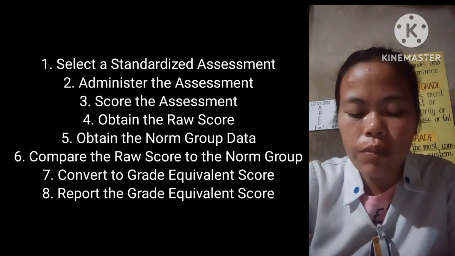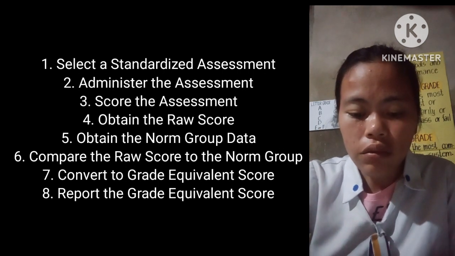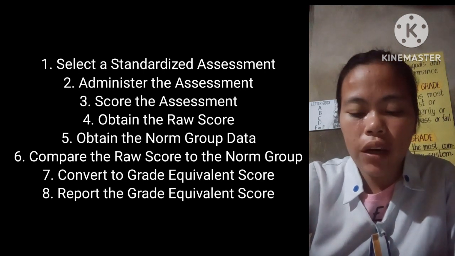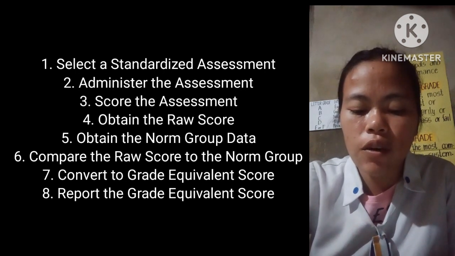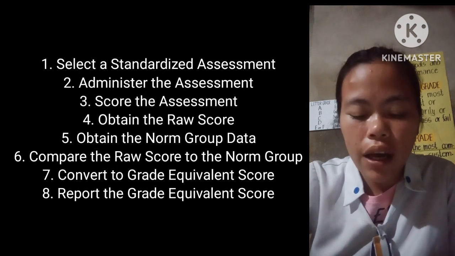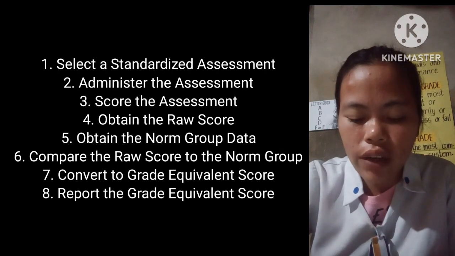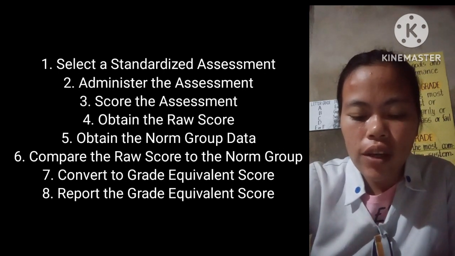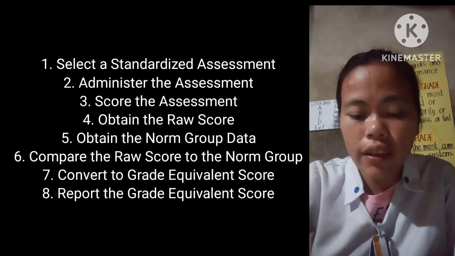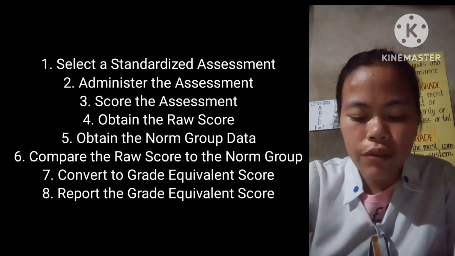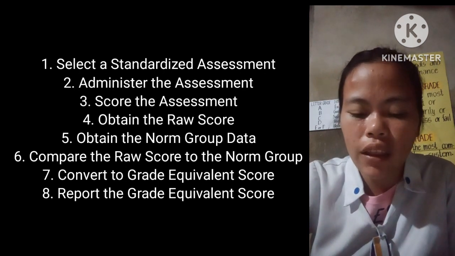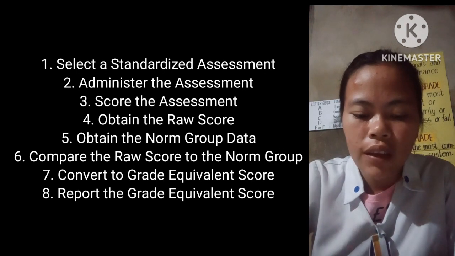This conversion involves comparing the student's raw score to the average scores of students at different grade levels within the norm group. The grade equivalent score is typically represented as a combination of a grade level and a month of the semester. So, the last step is to report the grade equivalent score. Communicate the grade equivalent score to the student, parents, and educators. This score provides an indication of the student's performance in relation to grade level expectations and allows for comparison with peers.